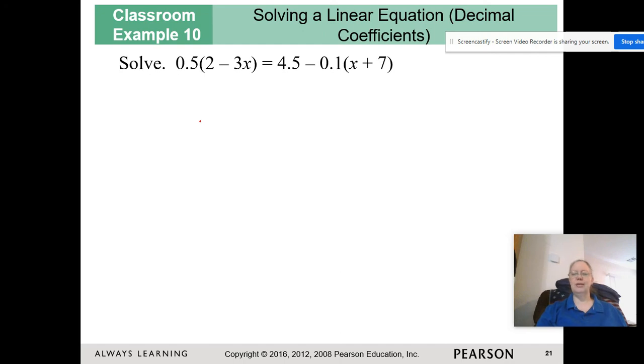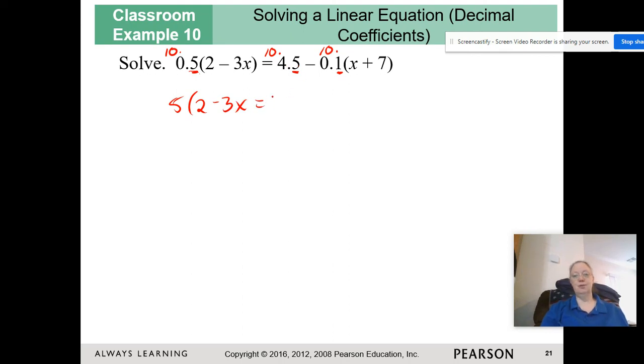Students are more comfortable with decimals just because they've grown up with calculators, but you can do a similar sort of thing with decimals. So notice I have one decimal place, one decimal place, one decimal place. To move a decimal one place to the right, I would multiply by 10. So I can multiply each term by 10, by 10, and by 10. And what that will give me is 5. Again, wait to distribute.